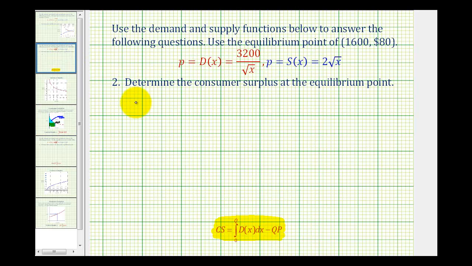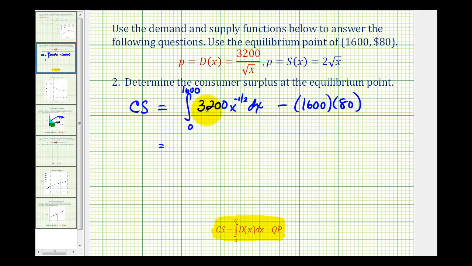The consumer surplus is going to be equal to the definite integral on the interval from 0 to q. So the interval will be from 0 to 1600. And our integrand is going to be the demand function here. So I'll write this as 3,200 x to the negative 1/2 dx minus q times p, which will be 1,600 times $80. So here we'll apply the power rule.